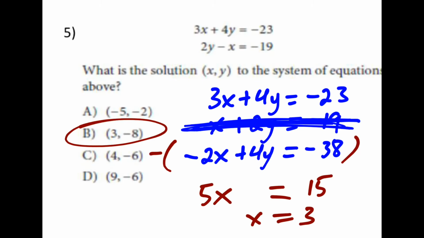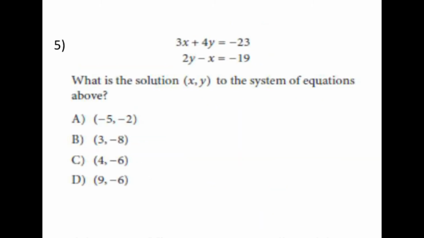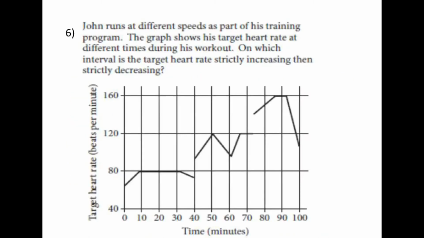Both methods work. I suppose if you forgot how to solve a system, you could plug numbers back in, but there are so many systems problems on the SAT and PSAT that you really should learn these methods. Number 6 involves a piecewise function of sorts. So John runs at different speeds as part of his training program.